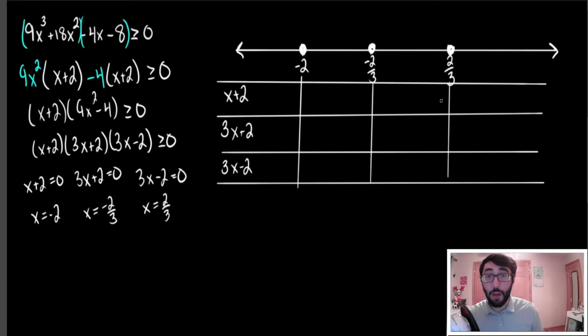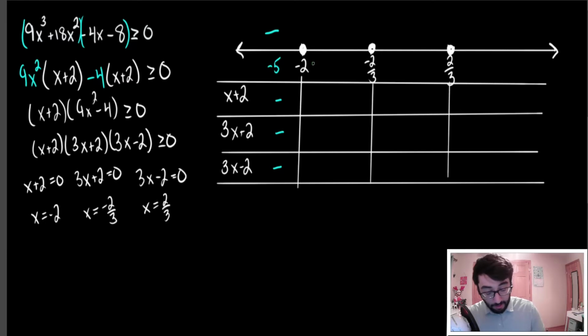So now I'm just going to pick numbers in each interval and test them. So for example, I need some number to the left of -2. That could be some number like -5. And if I plug -5 in for x here, I'm going to get -5 plus 2, that's negative. 3 times -5 plus 2 would also be negative. And 3 times -5 minus 2 would also be negative. And notice these three are multiplying each other. So I'd have a negative times a negative times a negative. That would result in the entire interval here being negative. So I want to be greater than or equal to 0. That's not going to be part of my final answer.